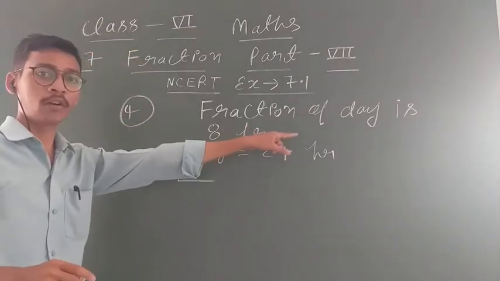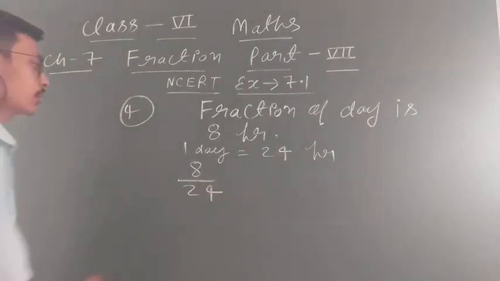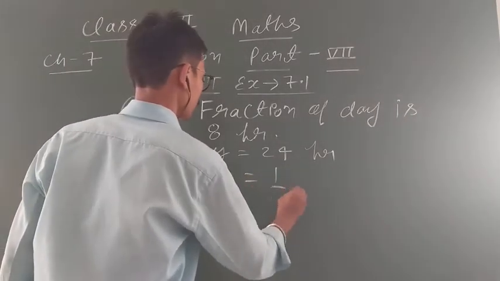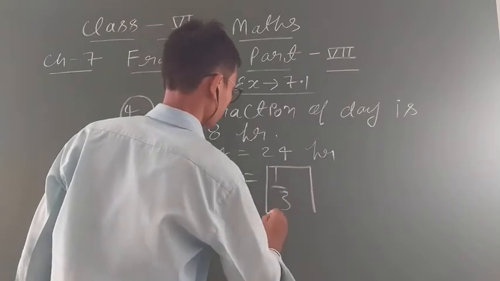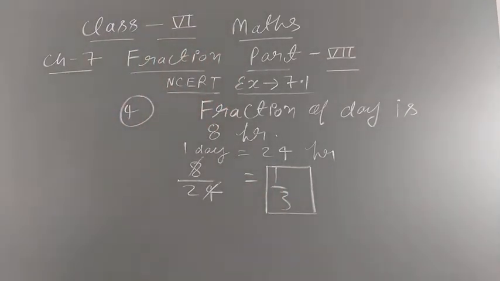Fraction of a day means out of 24. Okay, student, 24. Now what will it come to? 1 upon 3. So this is our correct solution. The fraction of a day equals 8 upon 24. 8 upon 24 means what? 1 upon 3. You will solve it very easily. Okay, student, this is a very easy question.